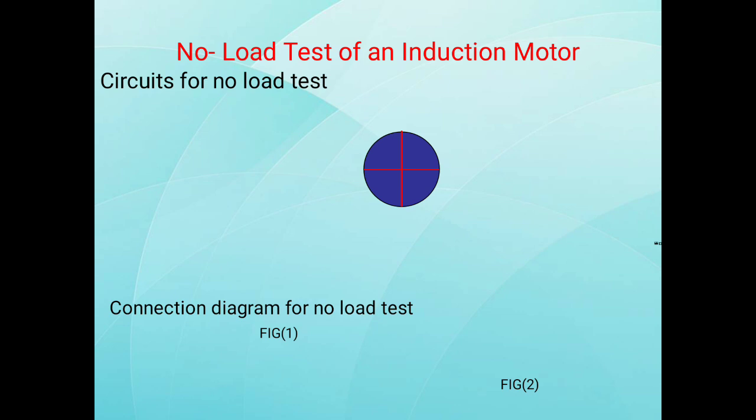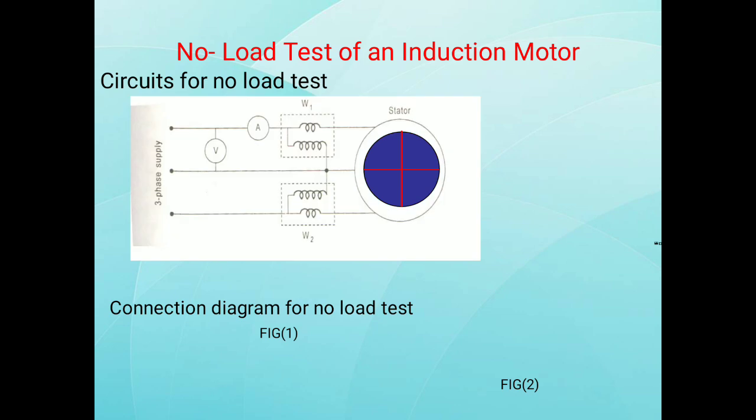Circuit for no load test. The connection diagram of the no load test is: three-phase supply, R phase, Y phase, B phase, and here the voltmeter is across the lines, that shows the line voltage.